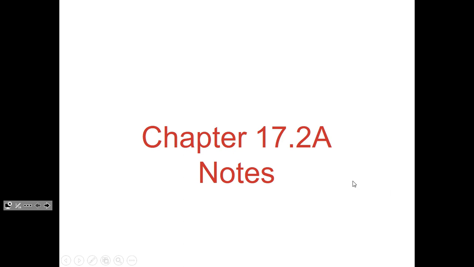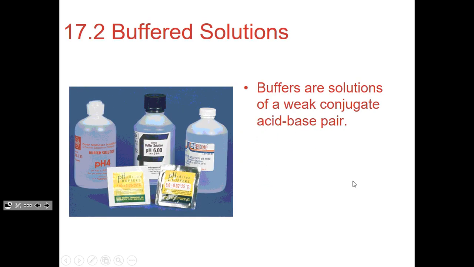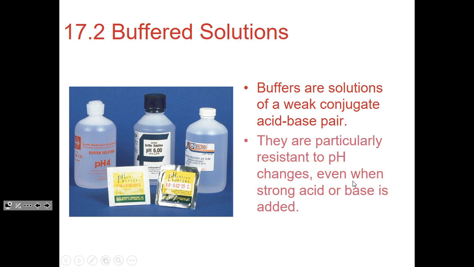I'm Brian Brown, and today we'll be looking at our second set of notes from Chapter 17 dealing with buffer systems. Now, buffers are solutions that contain a weak conjugate acid-base pair. So you not only have a weak acid, but you also have a significant quantity of its conjugate base. And what happens when you have that type of system is its resistance to change in pH for both acid and base addition. So a buffer literally buffers you or protects you from changing pH.